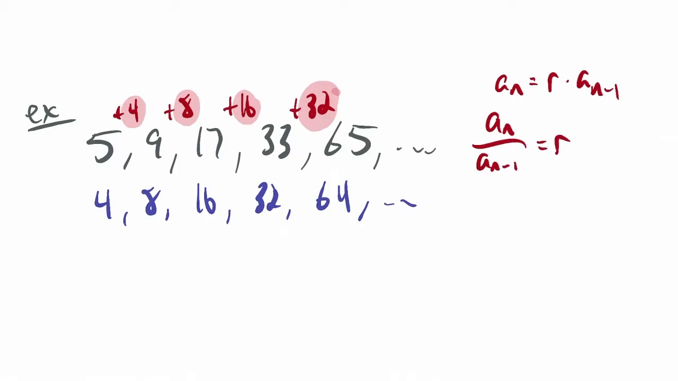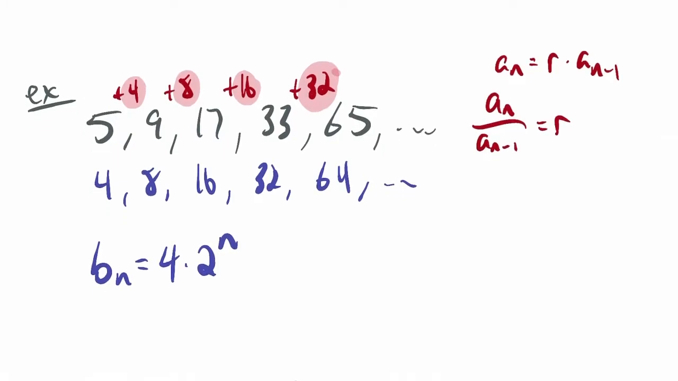This is clearly geometric. I'm doubling terms as I go, right? In fact, let's call this one b sub n. A sub n is the one we started with. So b sub n is going to be 4 times 2 to the n power. Now, a sub n is one more than that.